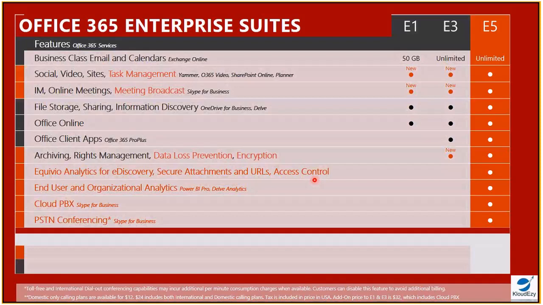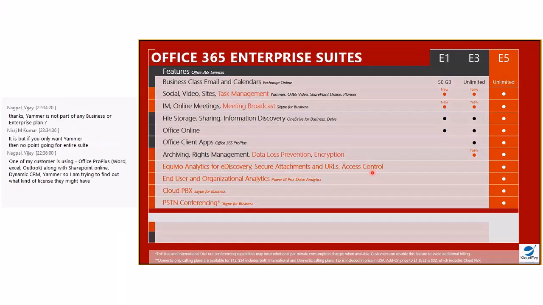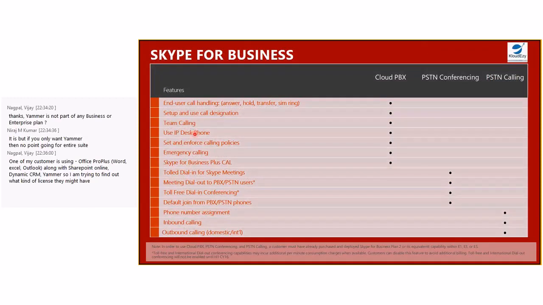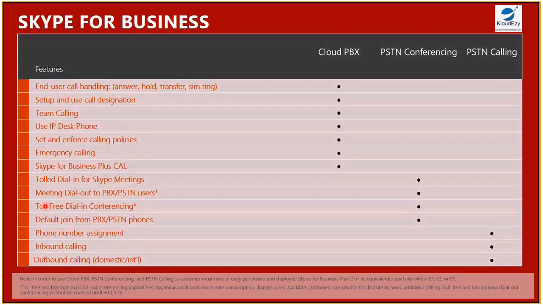In Skype for Business E5, the feature you are getting in Cloud PBX is end user call handling. You can set up and use call designations. You can go for team calling, that means a conference type of calling. You can use your IP phone, a phone which supports SIP connectivity and IP addresses, and configure it with Skype for Business. So there are certain features in Cloud PBX. For PSTN conferencing, the features include meeting dial out to PBX and PSTN users. So from your Skype for Business, you can actually go for calling outside.